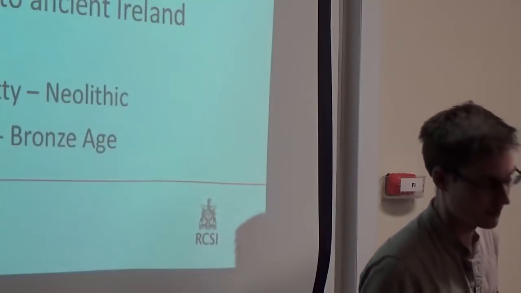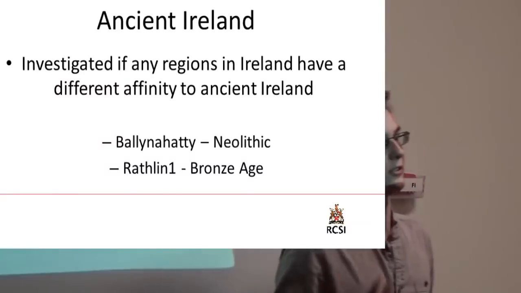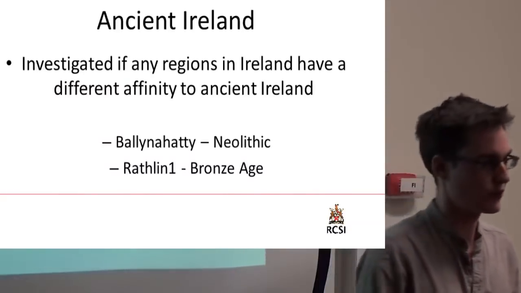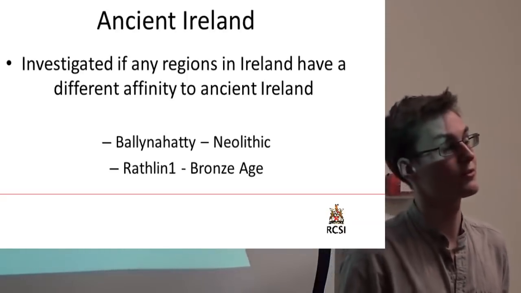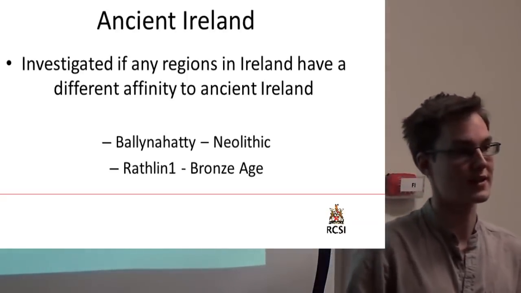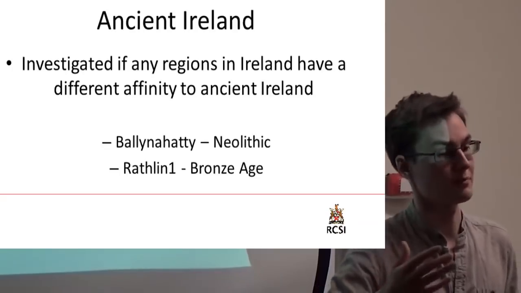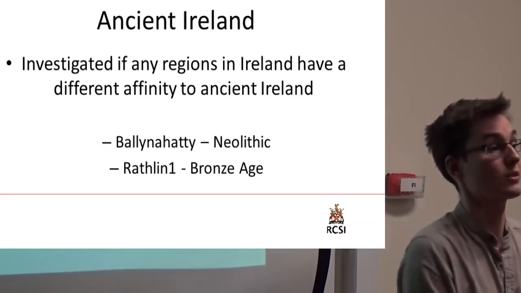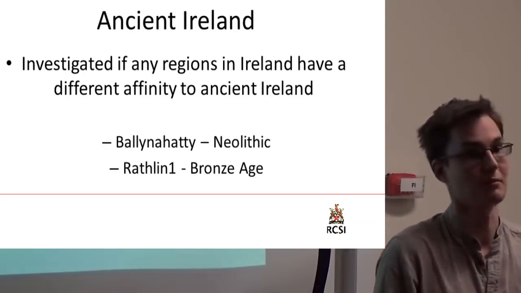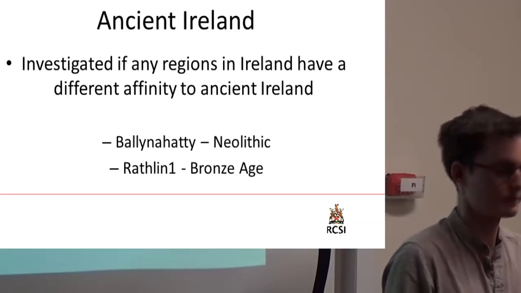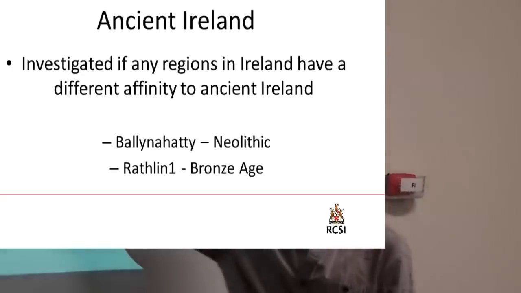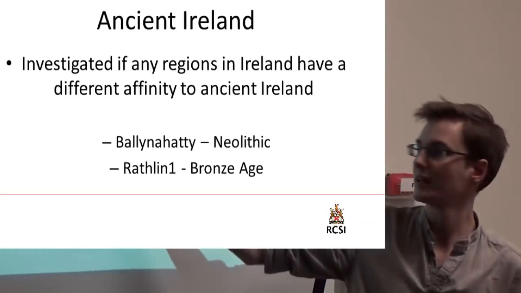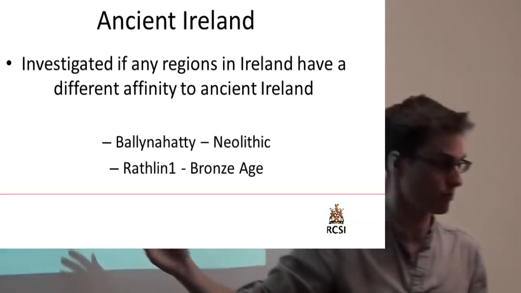So we also looked into ancestry from ancient Ireland into our modern Irish clusters. So you're seeing genetic differences in different regions in Ireland, but that might be because different regions in Ireland have different proportions of ancestry from different periods in Irish history. So for example, Munster could be distinct because they're more early farmer than Bronze Age. So we used 2 samples, a Ballynahatty sample, which is representative of the Irish Neolithic, and the Rathlin one, which is representative of the Bronze Age.